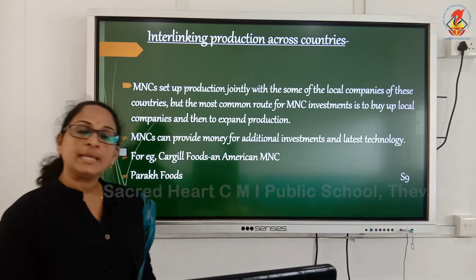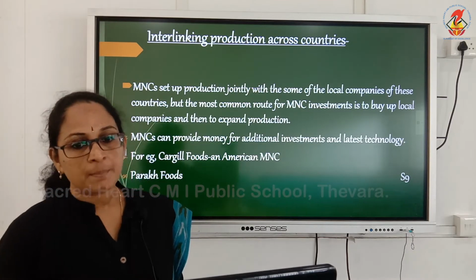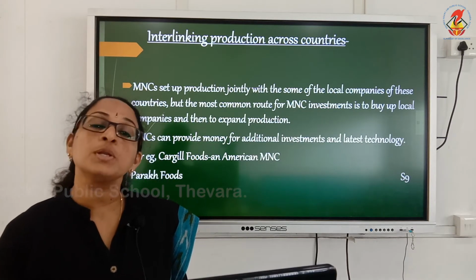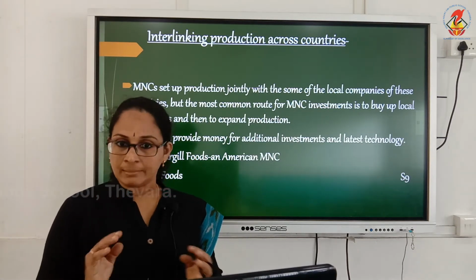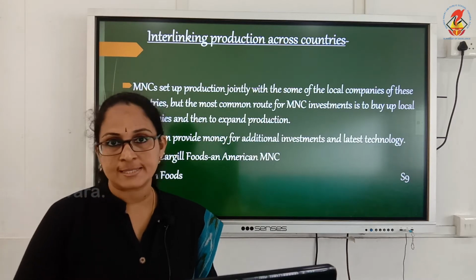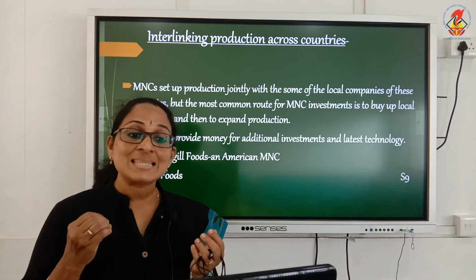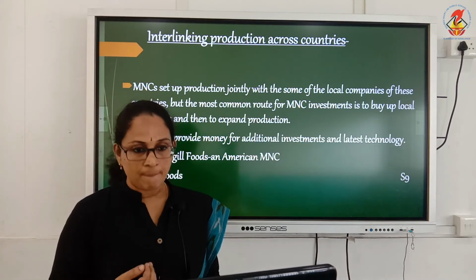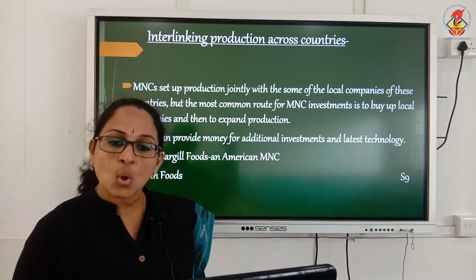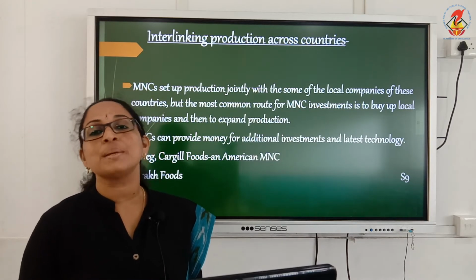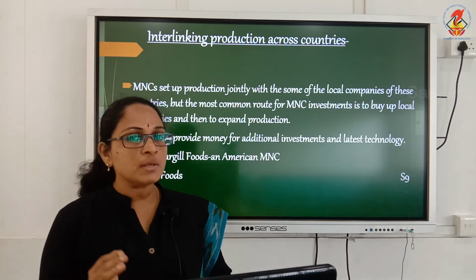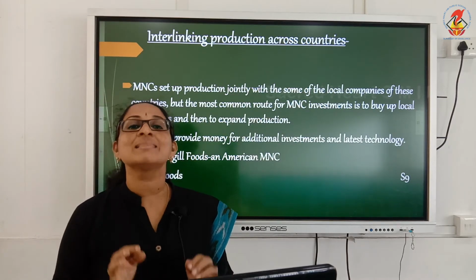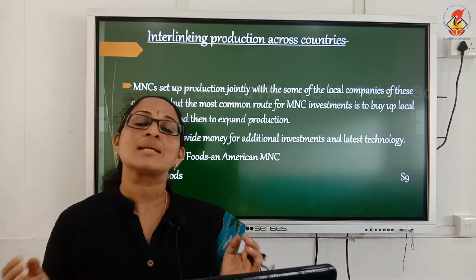Interlinking production across countries. How MNCs set up production units in different parts of the world. Interlinking, how they set up production units, in two ways, children. First, MNCs set up production jointly with some of the local companies. They join with some of the local companies and start production. Gradually, they buy that local company and expand production.